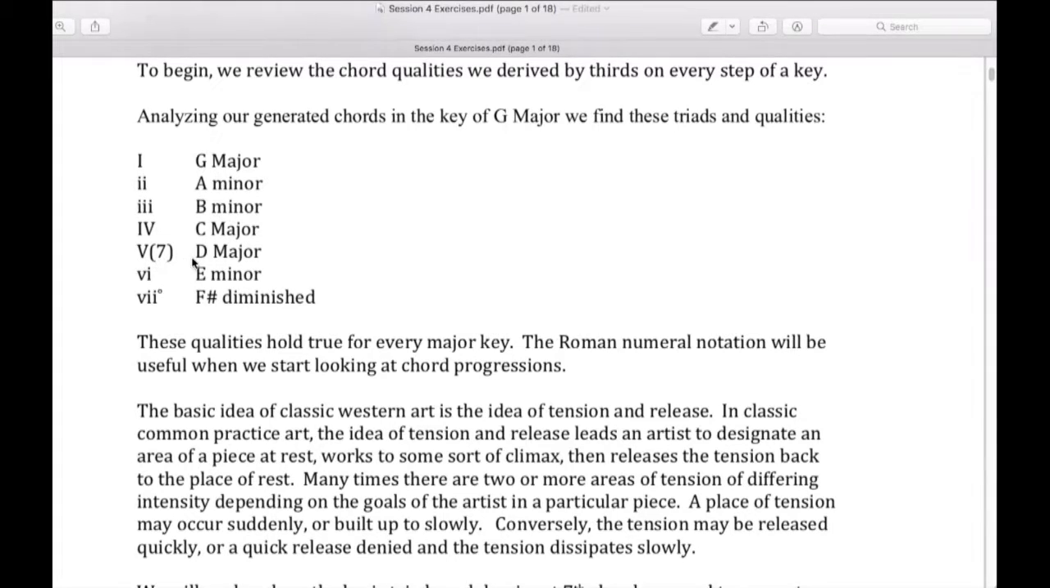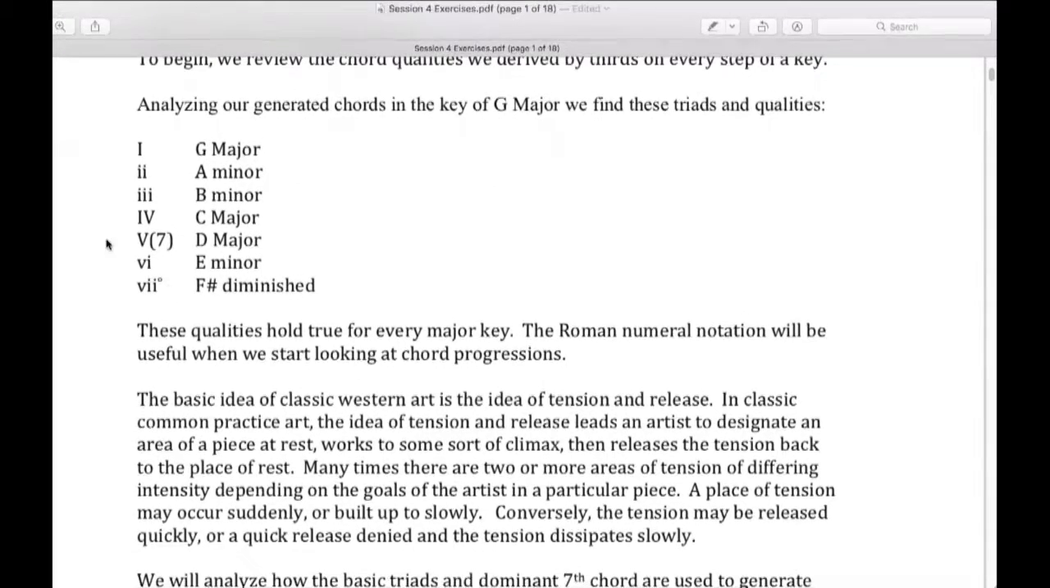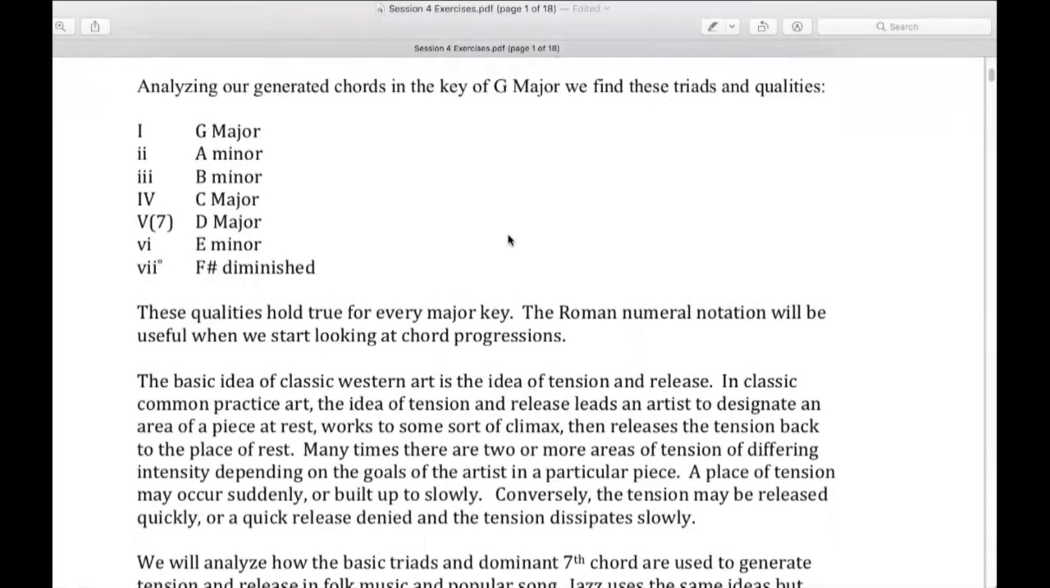The 5 or 5/7 is D major. The 6 is E minor. And the 7 is a diminished, F sharp diminished. Now, these qualities hold true for every major key, G, A, B, C, D, E, F sharp, and back around to G. So every key has these same chord qualities. The Roman numeral notation will be useful when we start looking at chord progressions.